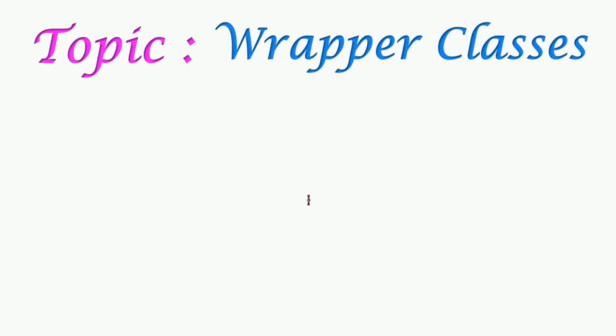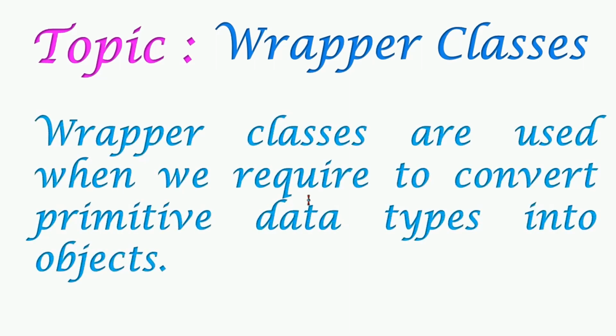Wrapper classes. We know that in an object-oriented programming language, everything exists in the form of classes and objects. But the primitive data types are not objects, because they are defined in the language itself. Sometimes we may need to convert primitive data types into objects. For this purpose, we can use wrapper classes. A wrapper class wraps the data type and gives it the appearance of an object.